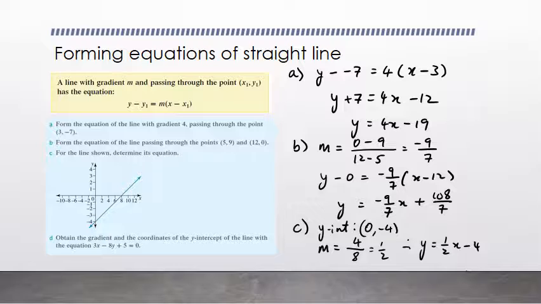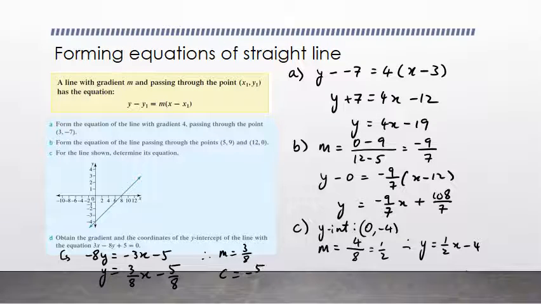Okay, D. Obtain the gradient and the coordinates of the y-intercept with the equation 3x minus 8y plus 5 equals 0. Simply rearrange that, solve for y. So we have negative 8y equals negative 3x minus 5, moving all the rest of them over. Then we just divide the negatives, so all of these become positive. So we have 3 over 8 x minus 5 over 8. Reading off that, our gradient is equal to 3 over 8. Our y-intercept is negative 5 over 8.